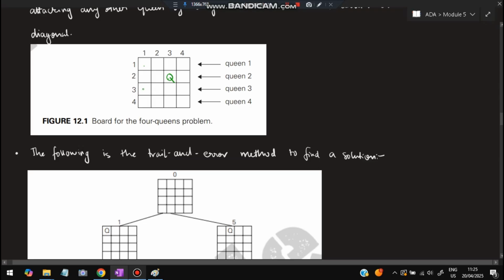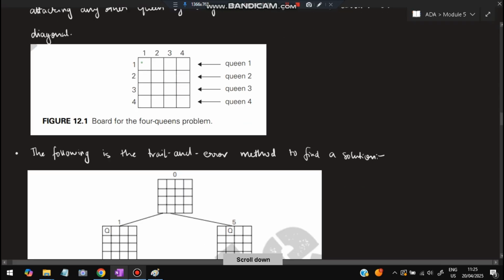Third queen, can we place the third queen here? No, it will attack from here. Can we place it in the other positions? No, each of them will be attacked from the queens already placed. So this position is causing the attacks, and this position we need to change.